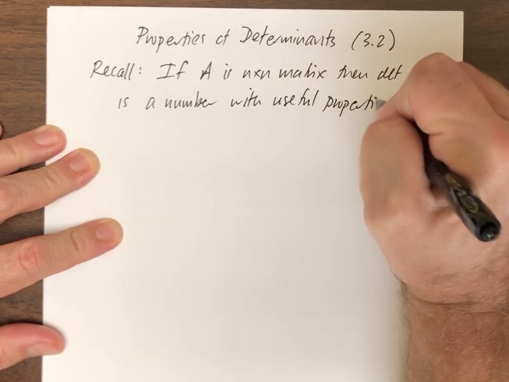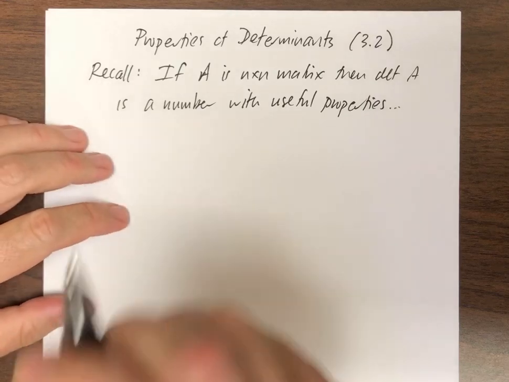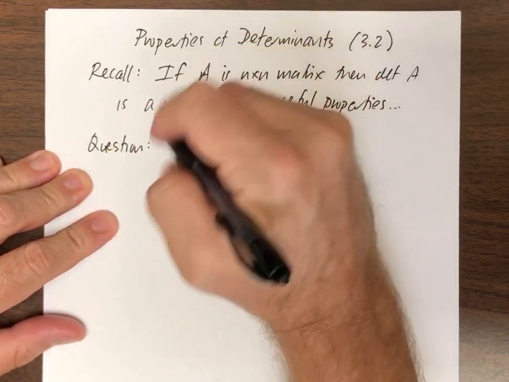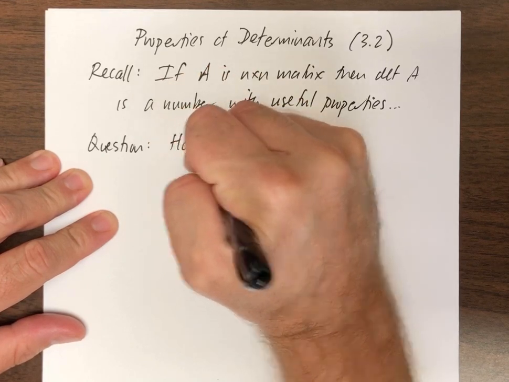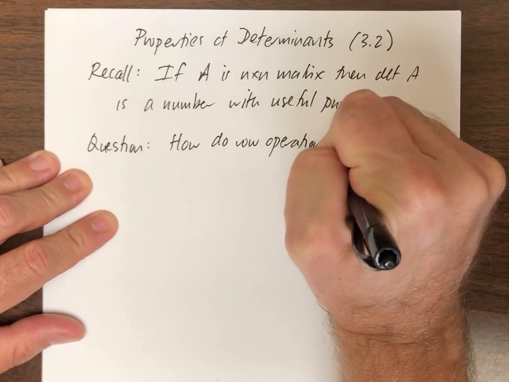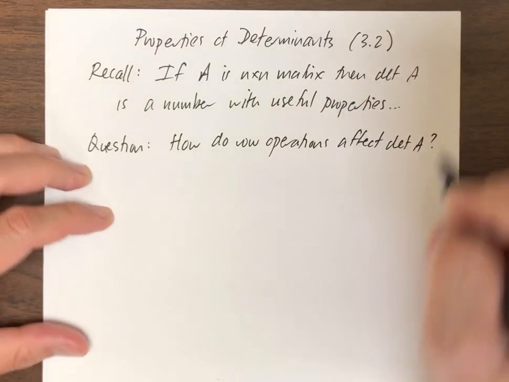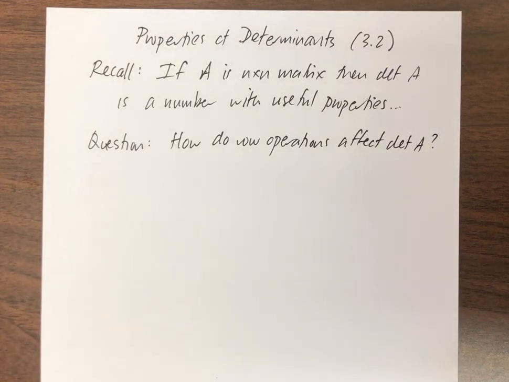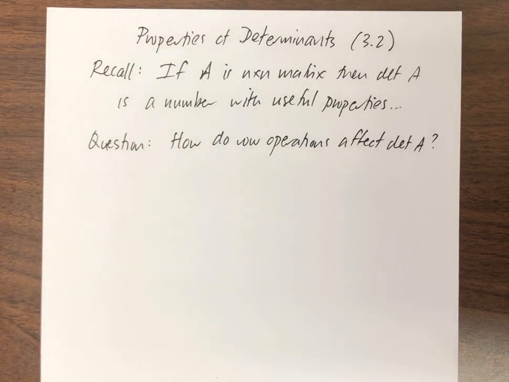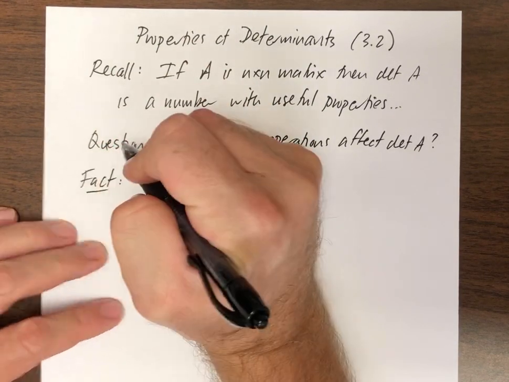So we talked about some of these last time. I want to go over some others today, remind you of those other ones. The main question I want to ask today is how do row operations affect the determinant? Okay, so as you know, there's three flavors of row operations you can perform on a matrix, and I want to know if I do one of those to a matrix, how does the determinant change? So I'm just going to basically tell you and maybe say a little bit about why.